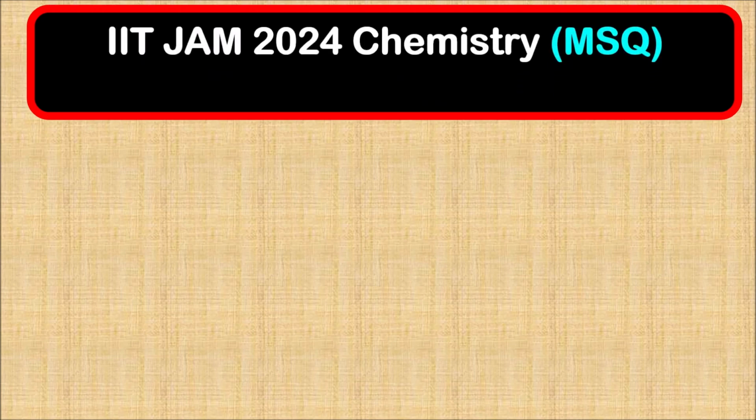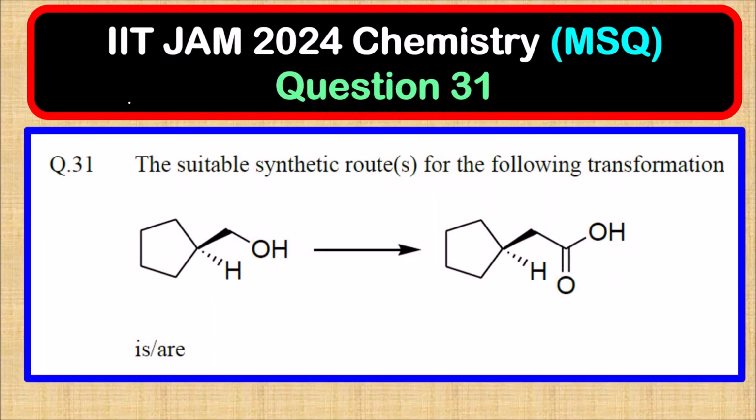So in today's video, we are going to start with the MSQ questions of the JAM 2024 chemistry paper. What is the meaning of MSQ? Multiple select questions. That means one or more than one options can be correct. Okay, this is question 31. The suitable synthetic route or routes for the following transformation is.